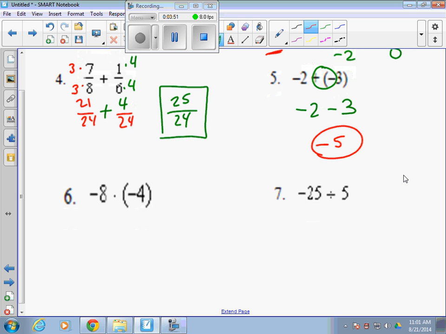-8 times -4 for number 6. A negative times a negative, anytime it's the same sign, it's going to be positive. 8 times 4 is 48. Number 7 says -25 divided by 5. Now you have opposite signs, one negative, one positive. That's going to give you a negative value. 25 divided by 5 is 5. Any questions through number 7?